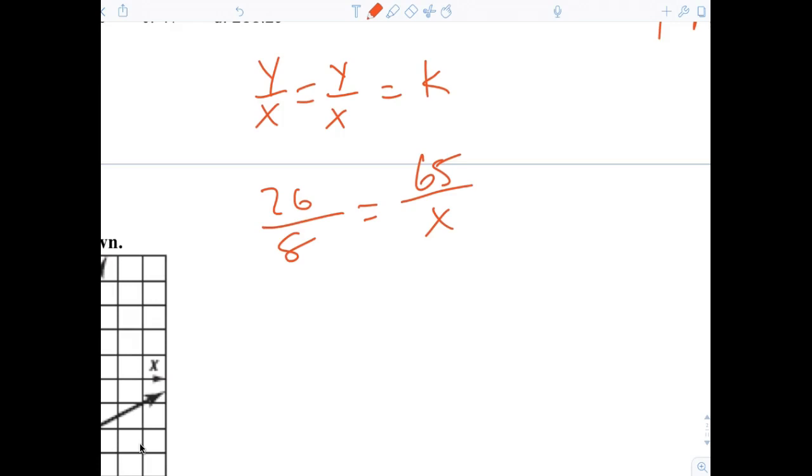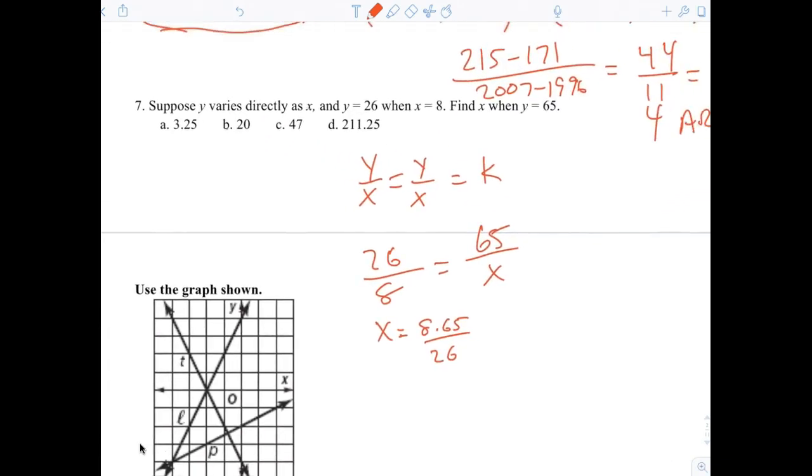Yes? So I have a question back on number 6. Okay, so in this final problem here, what are we doing? Cross multiplying. So take out your calculator if you need to and go 8 times 65 and then divide it by 26. 20. So that's my answer. All right, come on, James. Stay with me, please. All right?